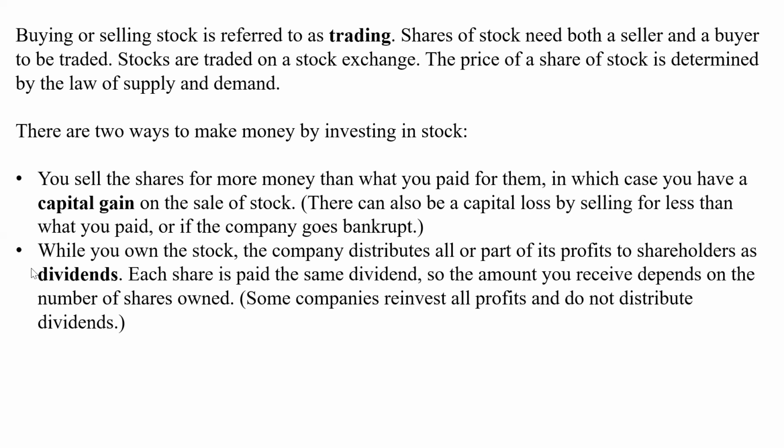Now, the second way is when you own the stock, the company distributes all or part of its profits to shareholders as dividends. So each share is paid some amount of dividend. And so if you own 2 million shares of something and they pay 2 cents on each share, then you're going to get 2 cents times those 2 million shares. And so that's what you'll make. So the amount you receive depends on the number of shares you own. Some companies reinvest all profits and do not distribute dividends. So it all depends on the stock you're buying and what you're going to get here.